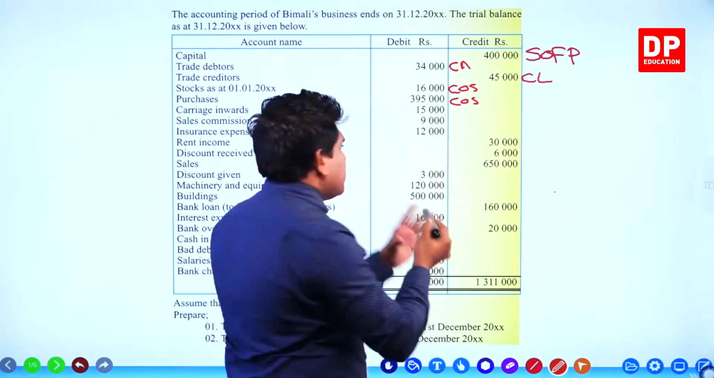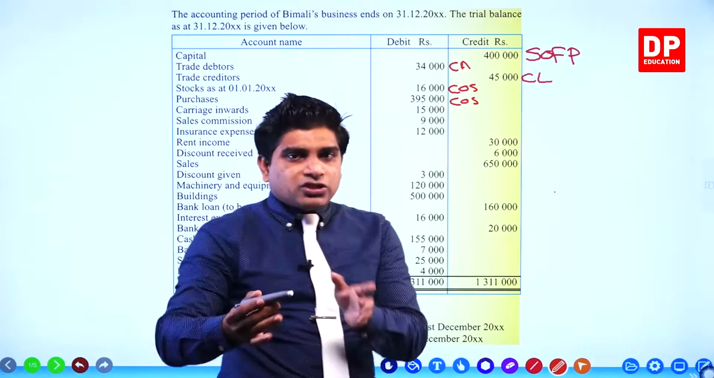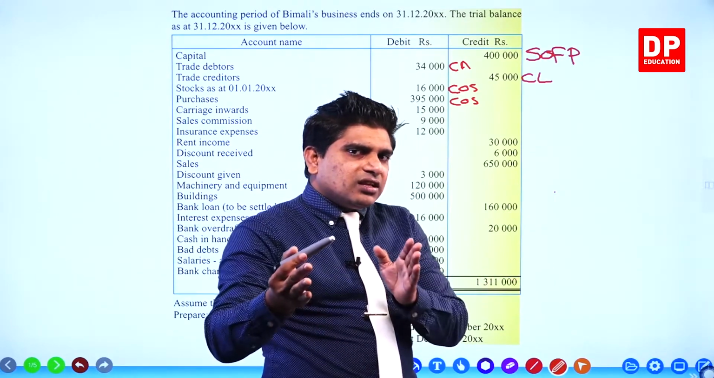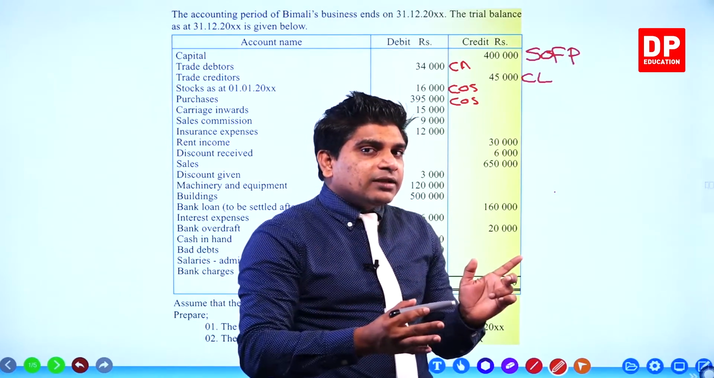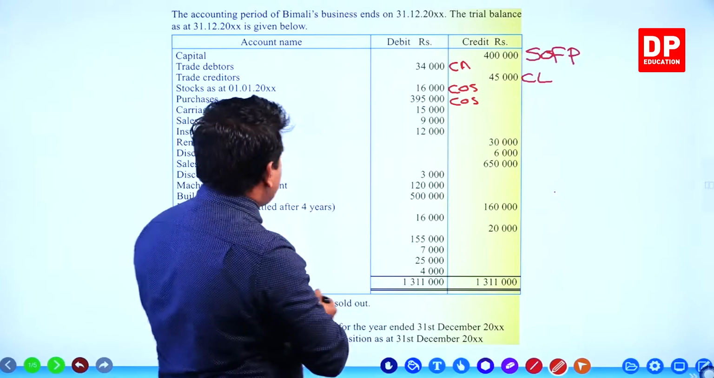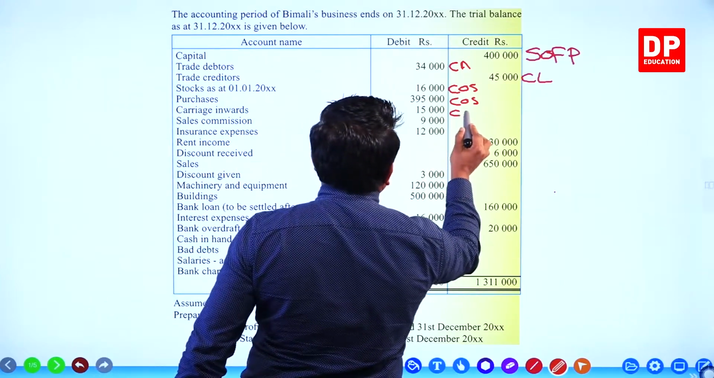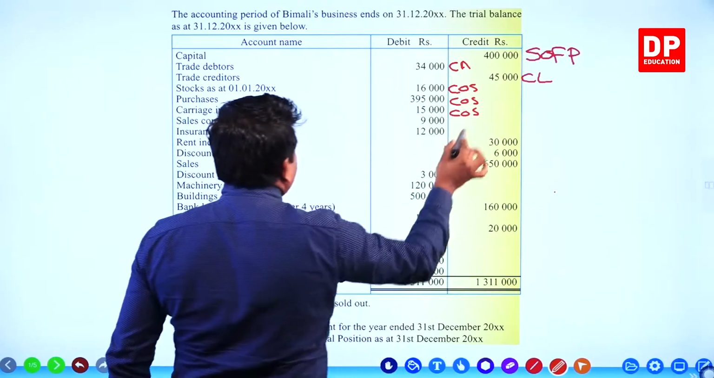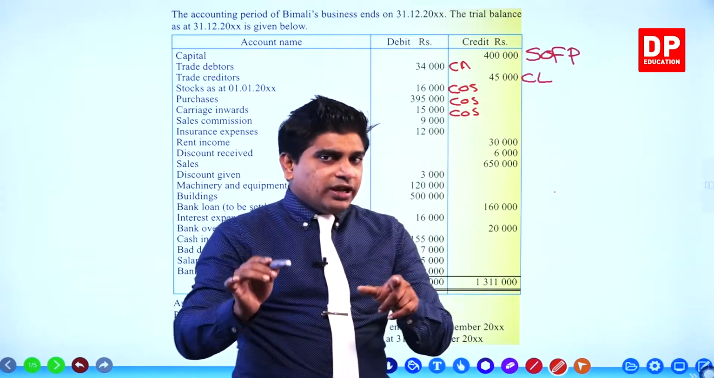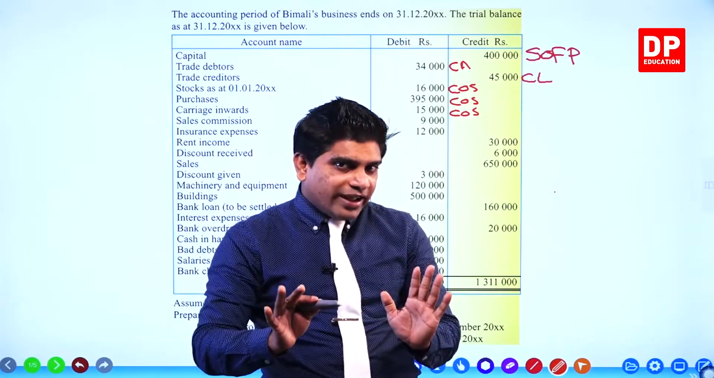Carriage inwards. Carriage inwards means the transport expense to bring something to your business premises, right? We have to add it to purchases, then cost of sales. You mark all of this. It's very easy for you when you do the question, right? I think you are doing it with me now, right?